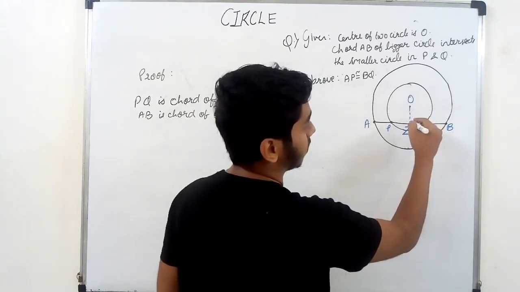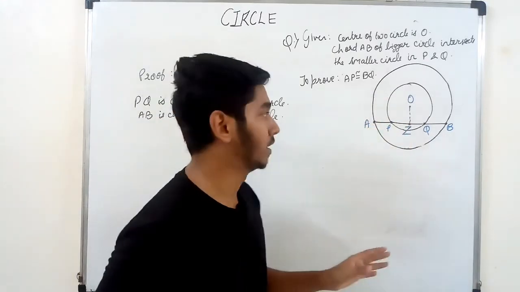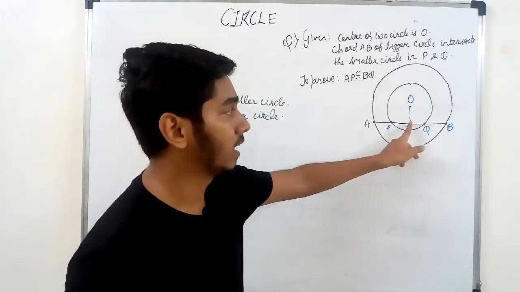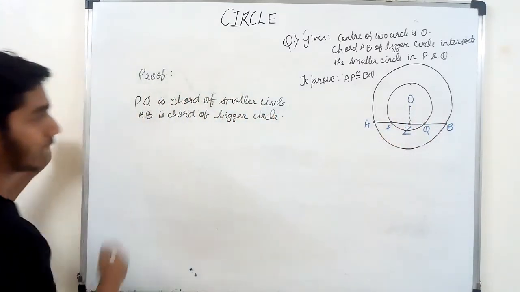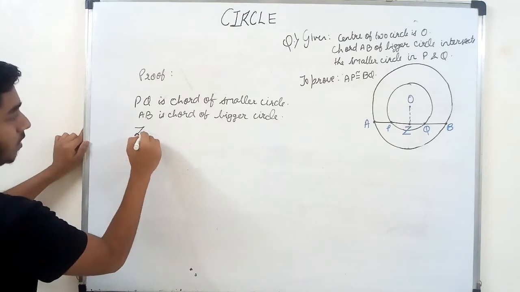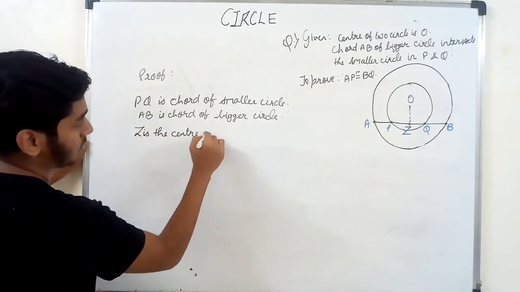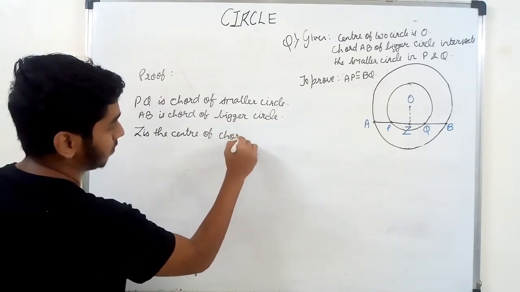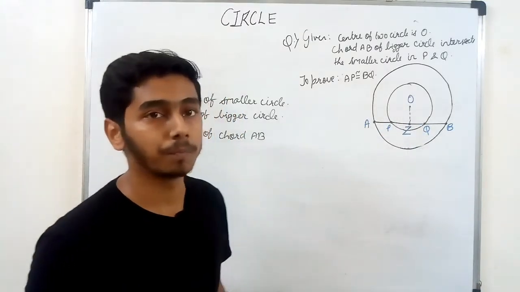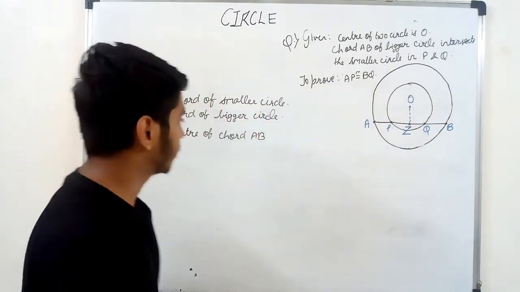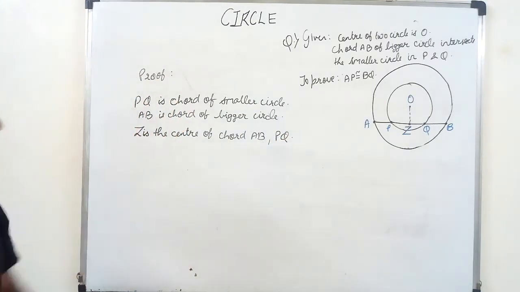We'll do a construction here. Now this construction will not be taken in the picture. Let's consider this Z as the center of chord AB. So what are we taking? Z is the center of chord AB. You can say chord AB or PQ because they both are concentric. So chord AB and PQ. Okay, Z is the center.